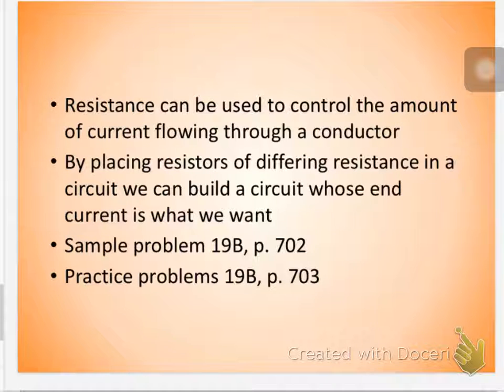And these are the problems we did yesterday, and the practice problems on 703 were assigned, and they're up on the board, I think. Yes, 1, 3, and 5.